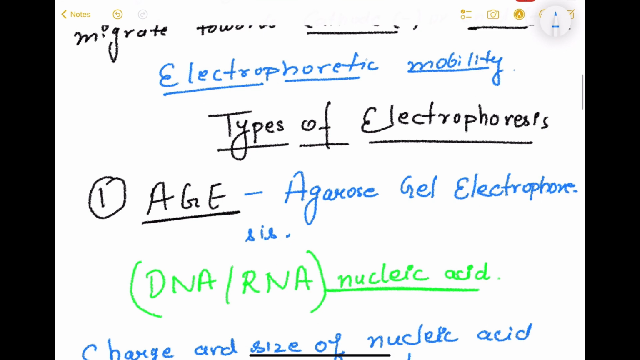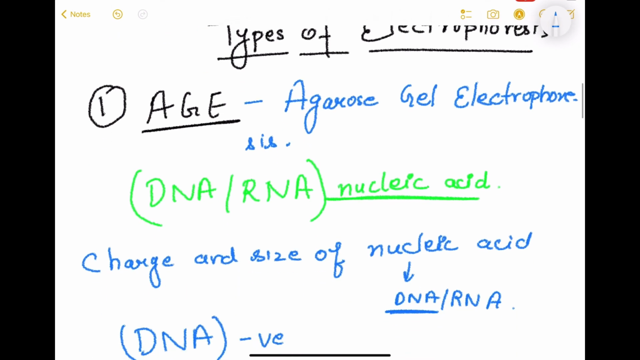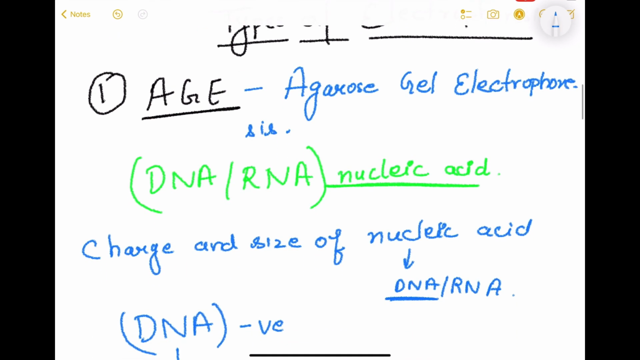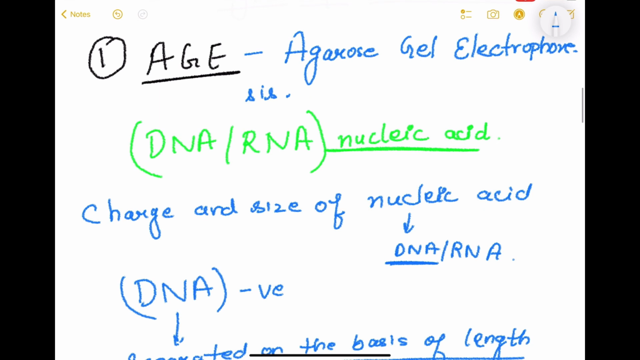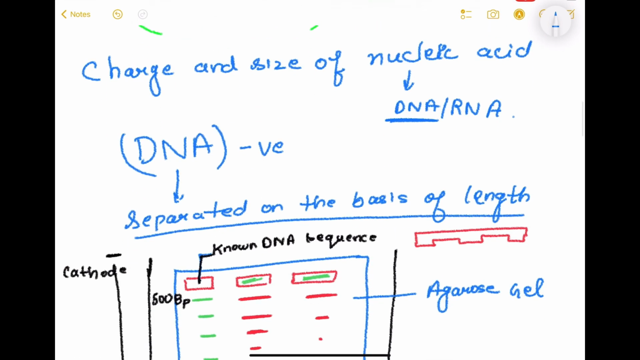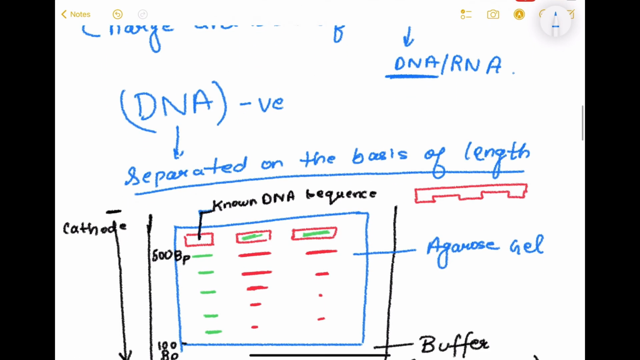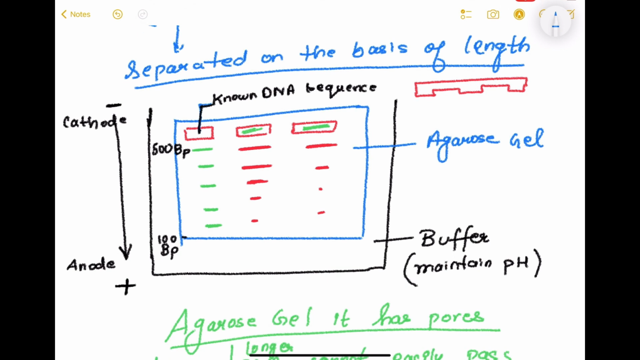Types of electrophoresis. We have discussed one type, agarose gel electrophoresis, which is applicable for DNA and RNA separation and identification. The separation is based on the charge and size of the nucleic acid. DNA is negatively charged and is separated on the basis of length. This is the entire setup which we have prepared for the separation of the DNA molecule.